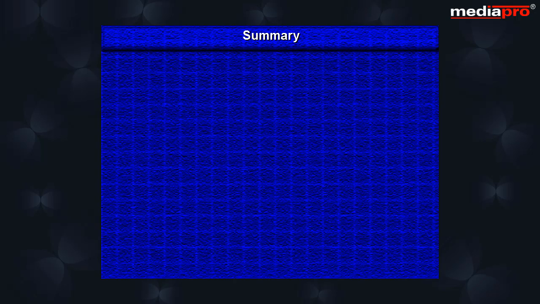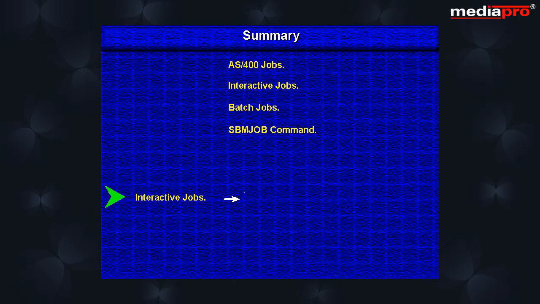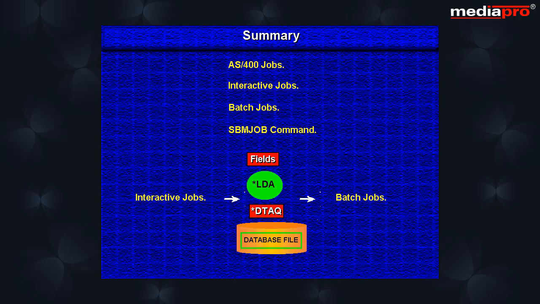Summary. In this chapter, we looked at jobs on the AS400. We saw how interactive jobs can be made more efficient by separating out parts of the job that are batch in nature and running them asynchronously with the interactive job. We saw the submit job command that can be used to start an asynchronous job. We saw how interactive jobs can communicate with batch jobs using various features such as fields, local data areas, data queues, and database files.